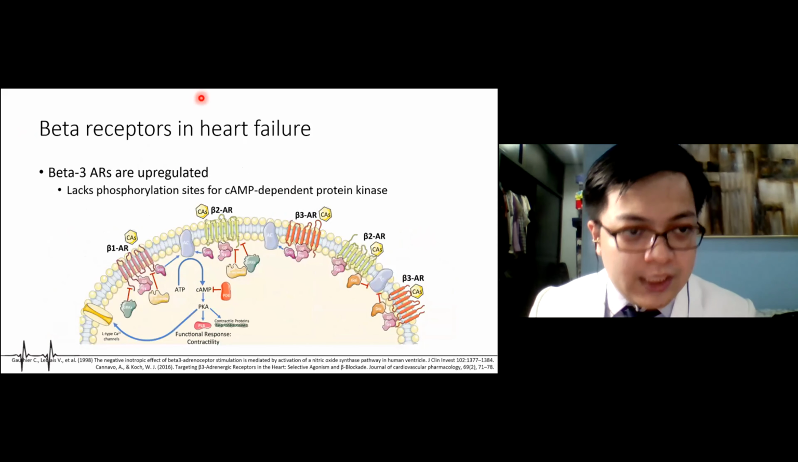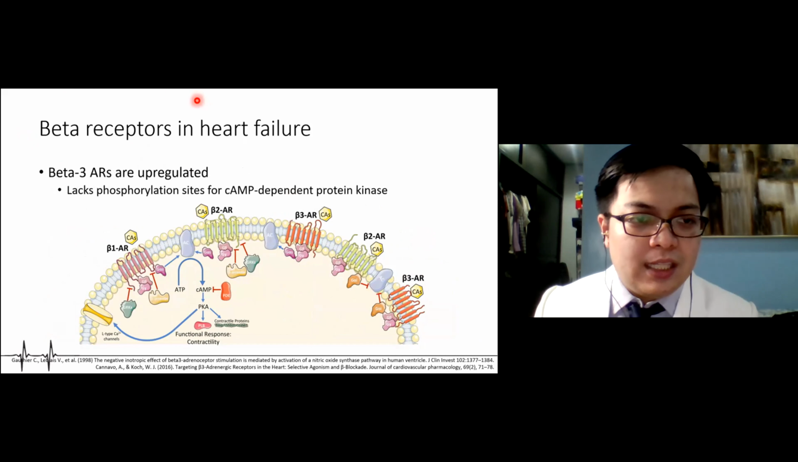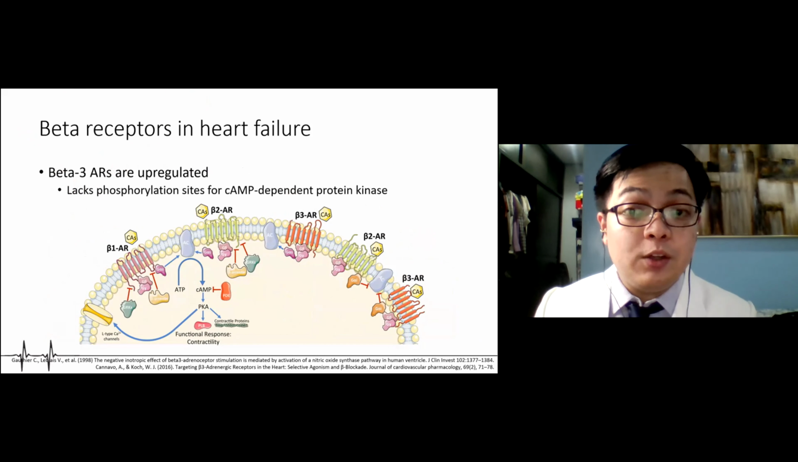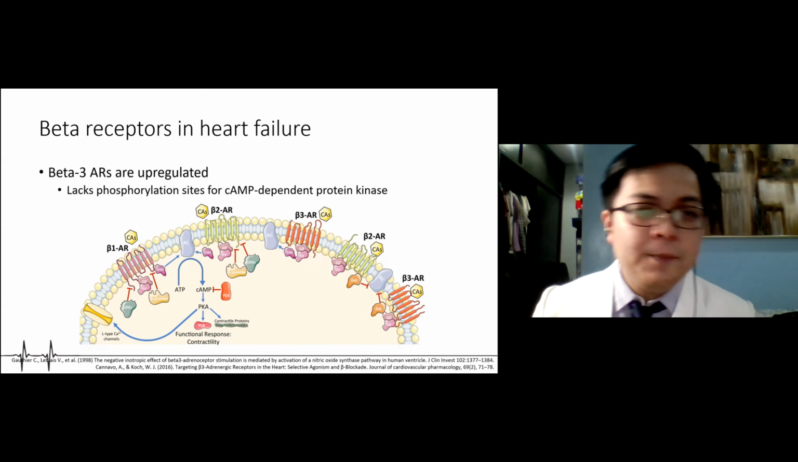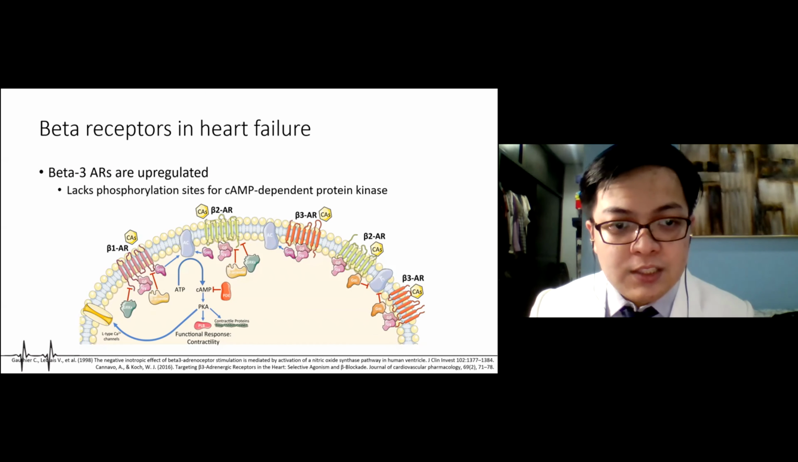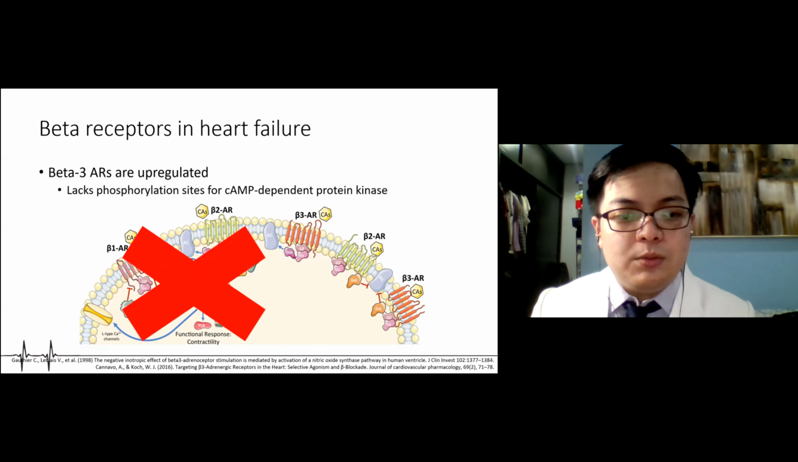We can also see that what happens is that beta 3 adrenoreceptors are upregulated in heart failure because, as we've said earlier, they lack the phosphorylation sites for cAMP dependent protein kinase.